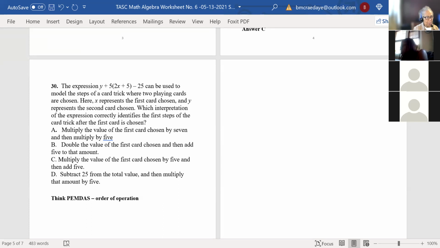Okay, so B says what? Double the value of the first card chosen and then add 5 to the amount. That's right, because with PEMDAS, you do what is in parentheses, right? And double means multiply by 2. The first card is an X. Double the value of the first card chosen and add 5 to that amount. So the answer would be, like you said, Maureen, B.